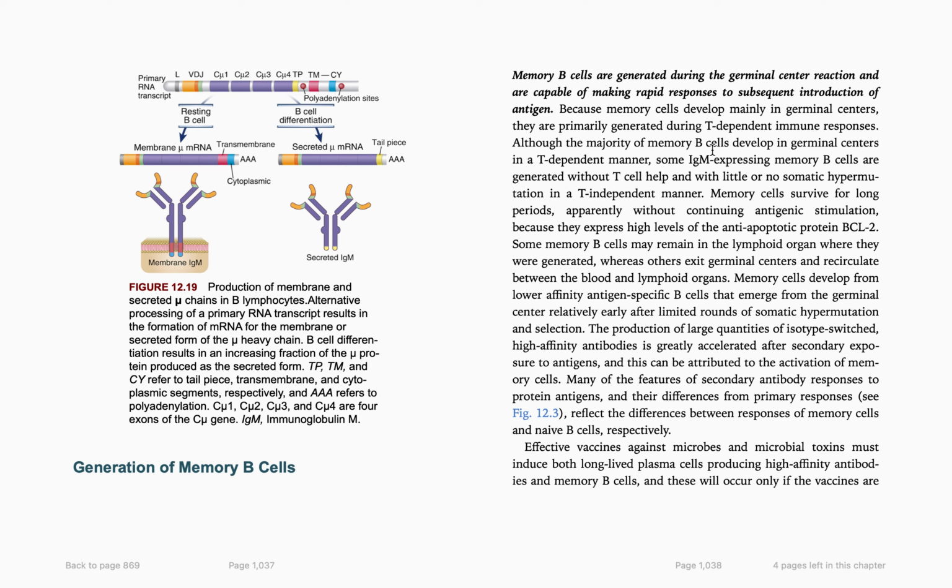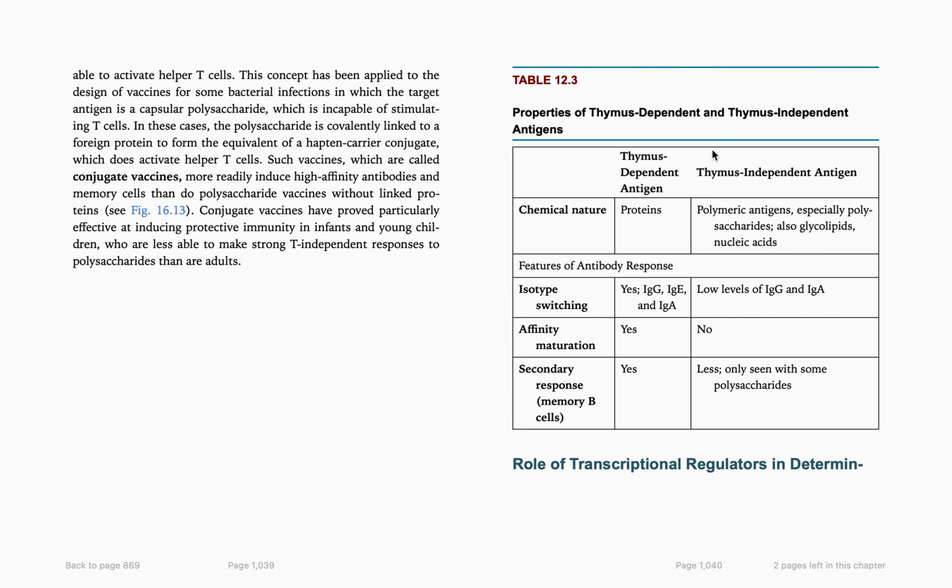Effective vaccines against microbes and microbial toxins must induce both long-lived plasma cells producing high affinity antibodies and memory B cells. This will occur only if the vaccines are able to activate helper T cells. This concept has been applied to the design of vaccines for some bacterial infections in which the target antigen is a capsular polysaccharide, which is incapable of stimulating T cells.